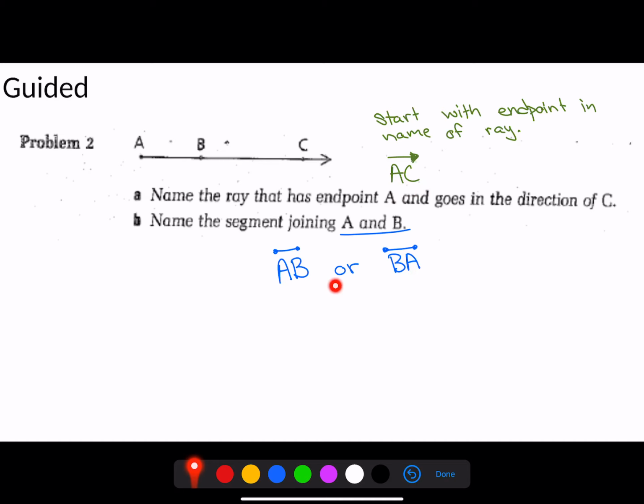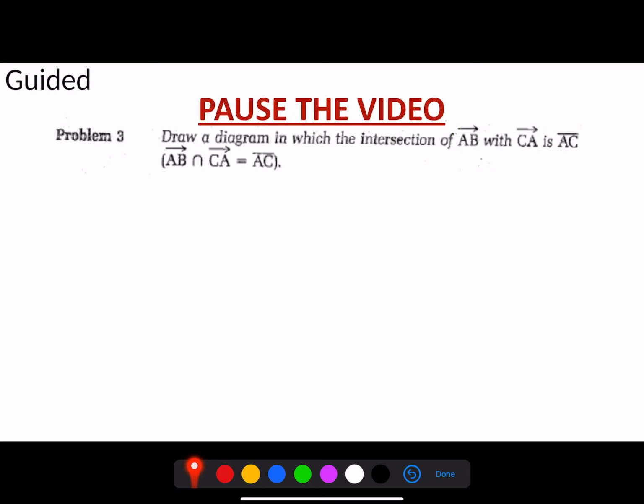All right, and again, here are our answers. We got AC, start with the endpoint in the name of the ray, and this also works as AB, and then of course we have segment AB or segment BA. Either way works for segments. It doesn't matter which letter comes first. However, in rays, it is very important that our endpoint starts it. All right, go ahead and pause the video again and try out problem 3. When you're done trying out problem 3, go ahead and unpause the video and we'll continue.